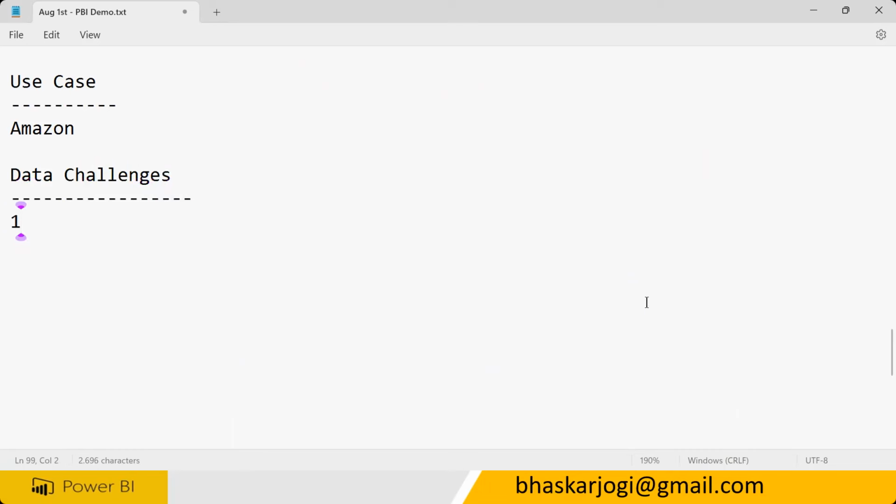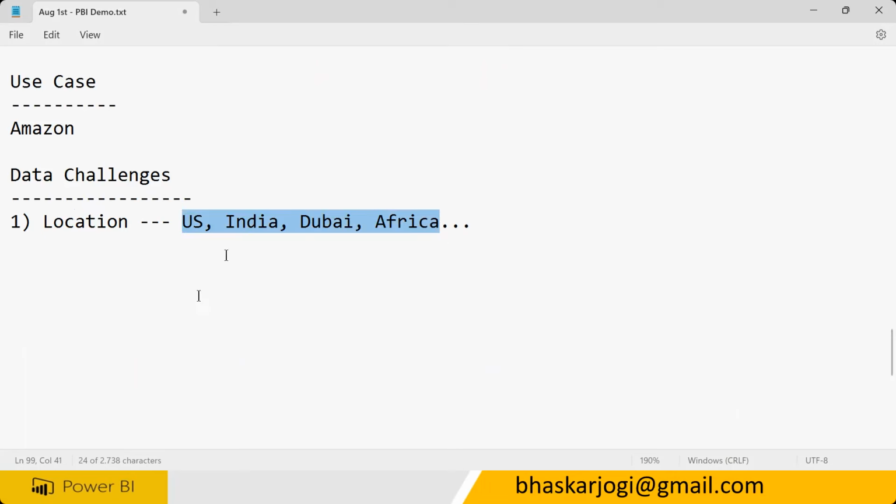Amazon says the data is not in a single location. I'm running a business in the US and I have a lot of data there. I'm running a business in India, Dubai, and Africa, and there is a lot of data there too. All over the world we have data. So the data is not centralized, it is decentralized. What is the issue here? The data of one company, Amazon, is not in a single premises, server, or computer. It is completely distributed and available worldwide.